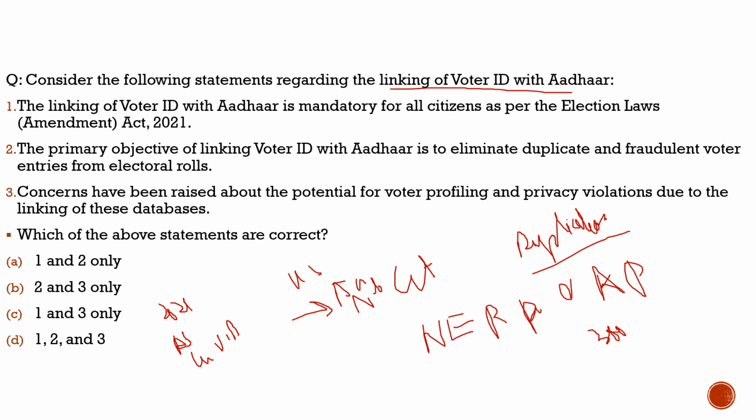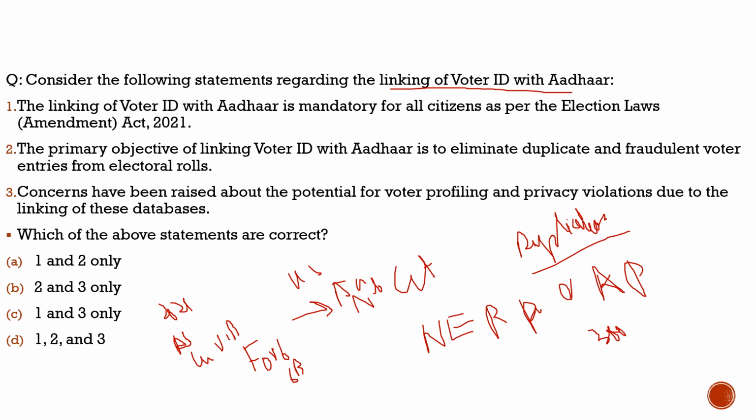When they allowed the linking of voter IDs with Aadhaar, they came up with two different forms, Form 6 and Form 6B. What are these? Form 6, for example, is for a first-time voter enrolling for the first time, who has to give their Aadhaar. And Form 6B is to authenticate your voter ID with Aadhaar.